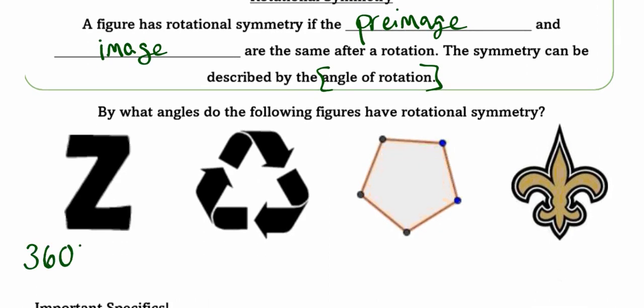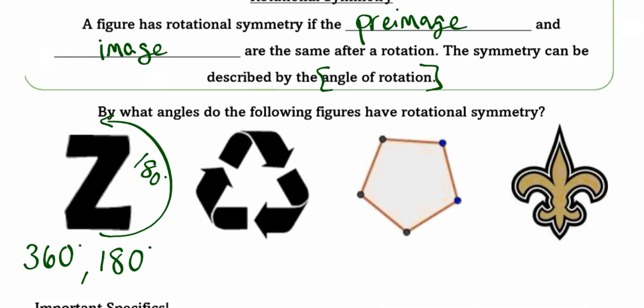We are then going to decide degrees that are smaller than 360 if it actually can be rotated by that number of degrees and end up with the exact same shape and orientation that we started with. So you can see with the letter Z, we flip this upside down, or halfway, or 180 degrees. That would end up exactly where it started. So this has two angles that we can rotate it by, 360 and 180. And that's it.